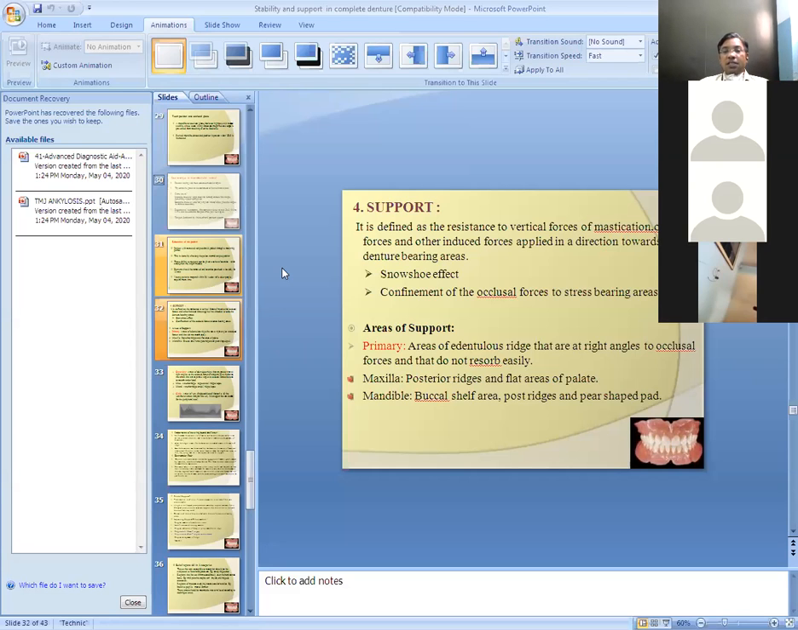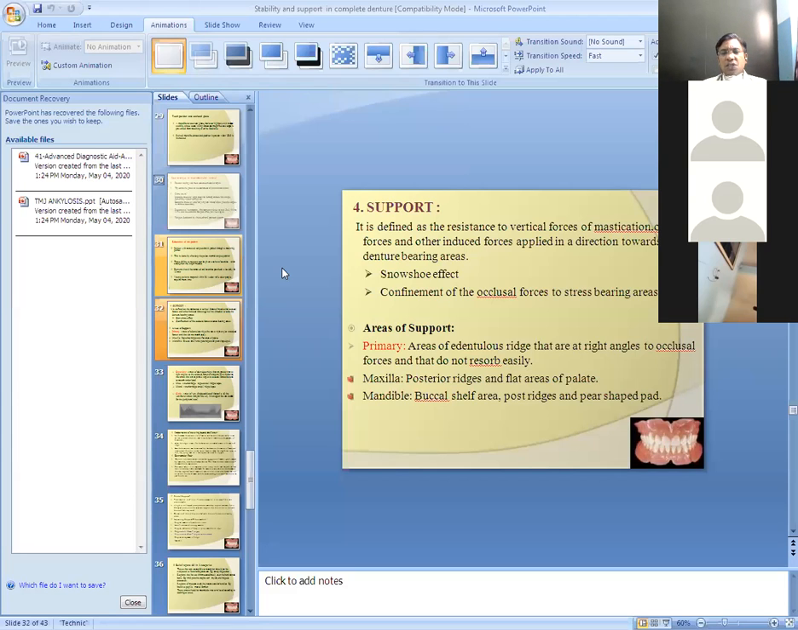Support is resistance to lateral forces of mastication, occlusal forces and other induced forces applied in the direction towards the denture bearing area. When you apply force towards the denture bearing area, that is called support. So what are the areas of support in our maxilla and mandible? The primary stress bearing area and secondary stress bearing area, or primary support area and secondary support area.